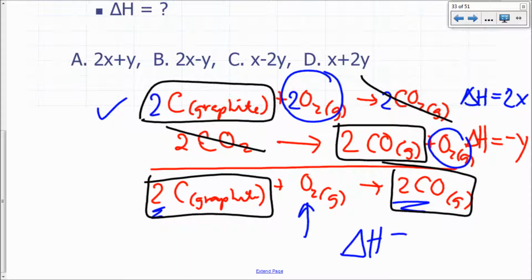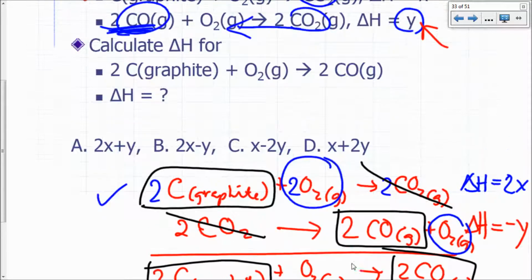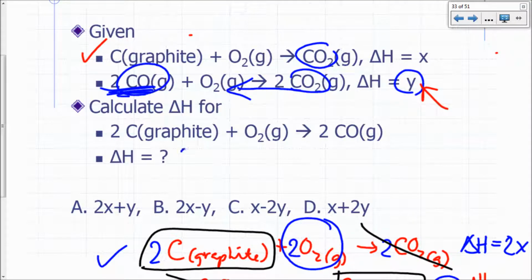So the delta H for this reaction is equal to what? 2X plus negative Y, which is just 2X minus Y. Okay? So that, in essence, is what Hess's law is all about. So the answer to this one is 2X minus Y. The answer would be B.